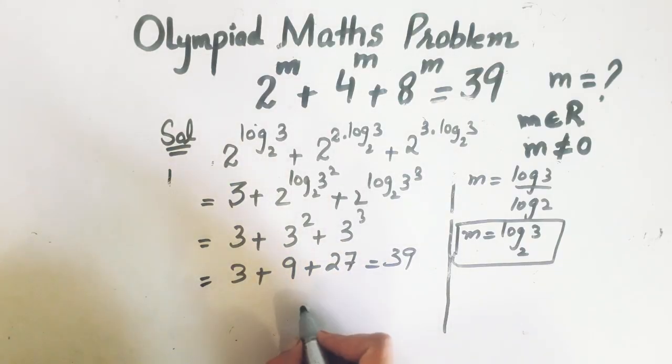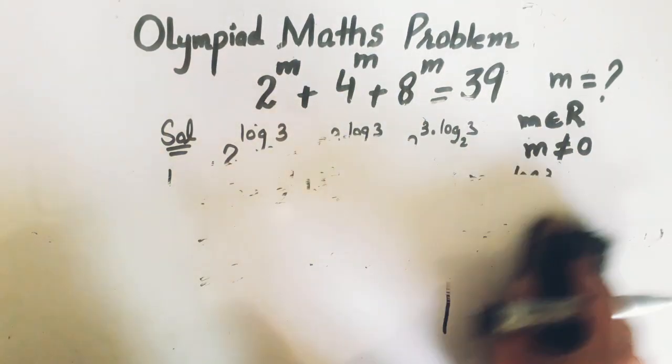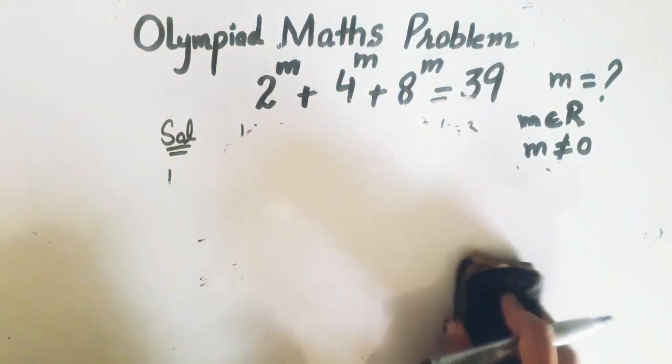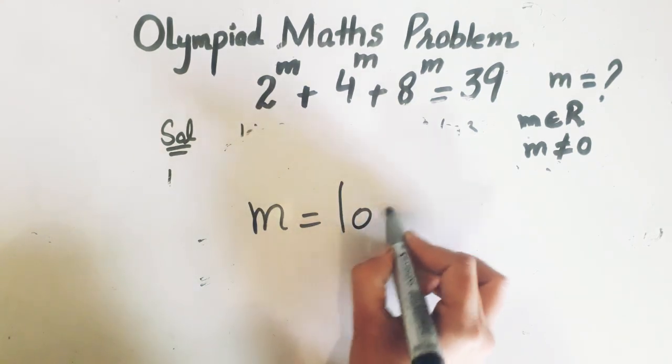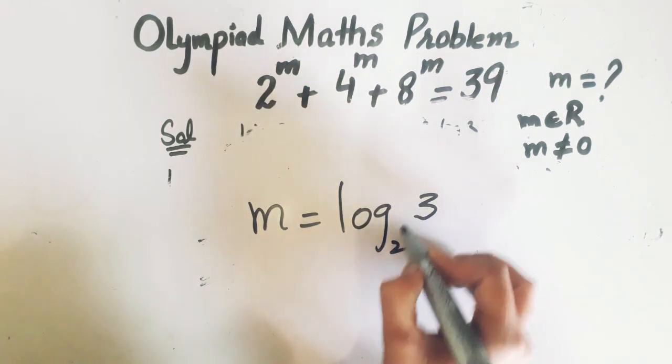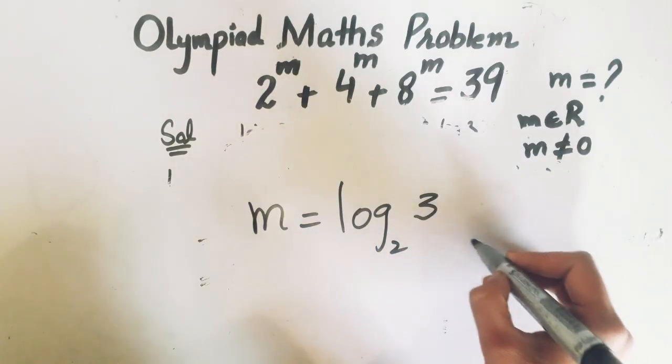It means by taking the left hand side we get the right hand side. Now we will write our solution, what is the value of m. So m equals log base 2 of 3. So this is the final answer.